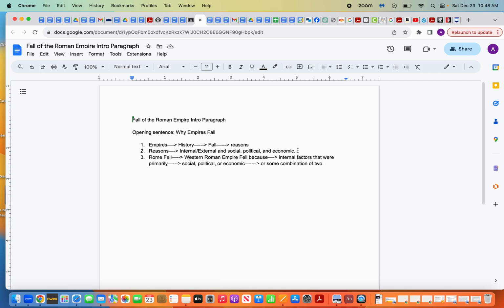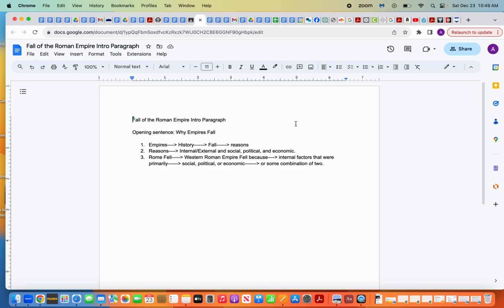Again, these are just general statements that lead your reader into what you're going to get at as far as your argument is concerned. Then you hit them with your argument. The Western Roman Empire fell because, we decided, internal factors, because that was the focus of the sources that we had, that were primarily, and then you're going to decide, were they primarily social, primarily political, primarily economic, or primarily some combination of two of these three? Once you do that, your first body paragraph is going to focus on whichever one you don't think is the most important. Your third body paragraph will focus on the one you think is the most important.